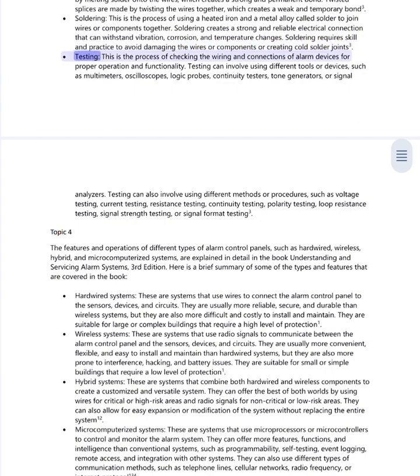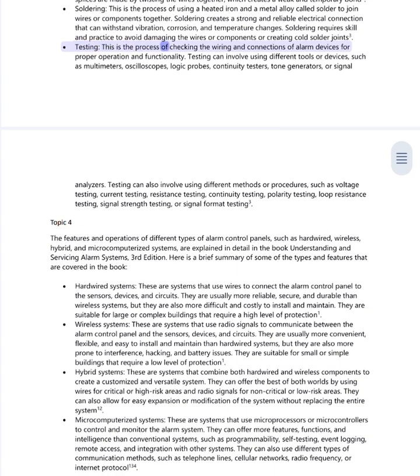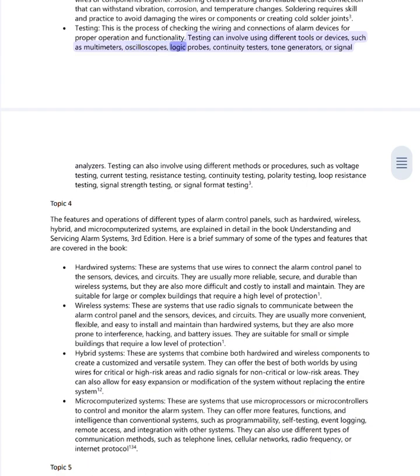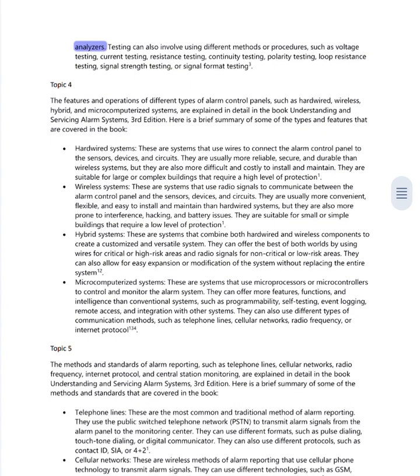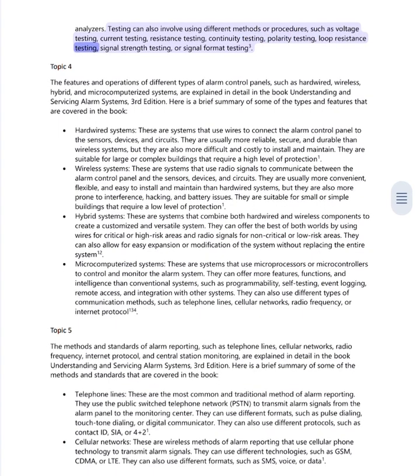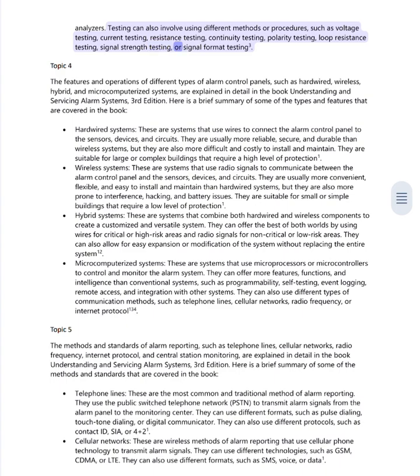Testing. This is the process of checking the wiring and connections of alarm devices for proper operation and functionality. Testing can involve using different tools or devices such as multimeters, oscilloscopes, logic probes, continuity testers, tone generators, or signal analyzers. Testing can also involve using different methods or procedures such as voltage testing, current testing, resistance testing, continuity testing, polarity testing, loop resistance testing, signal strength testing, or signal format testing.